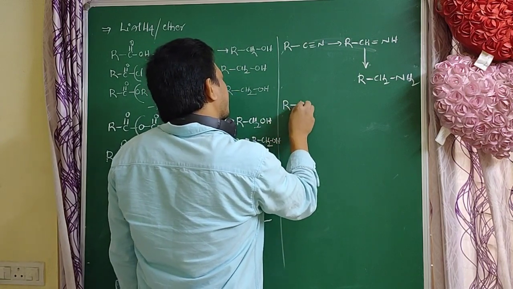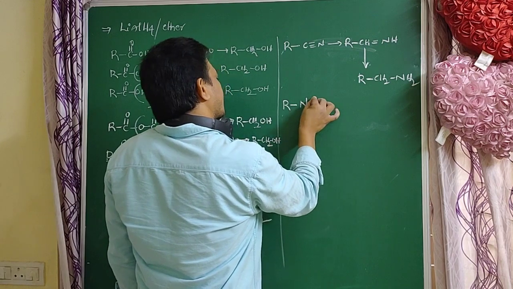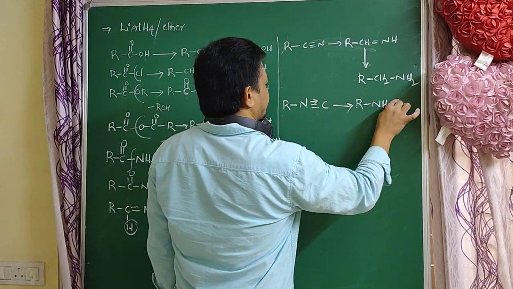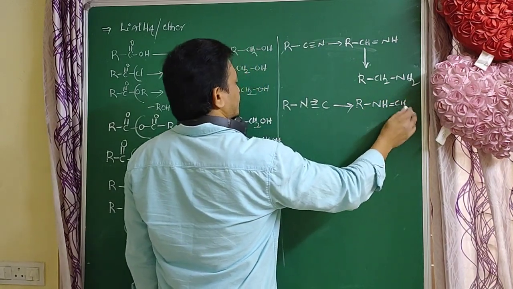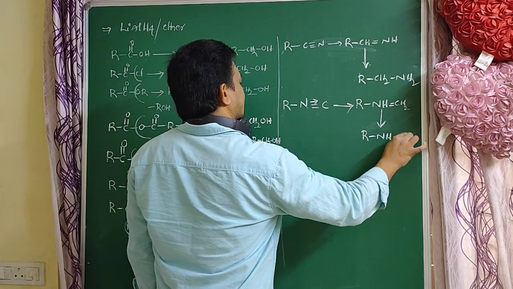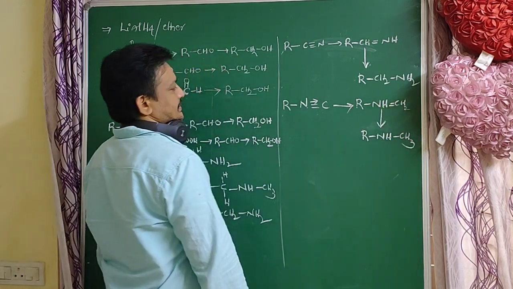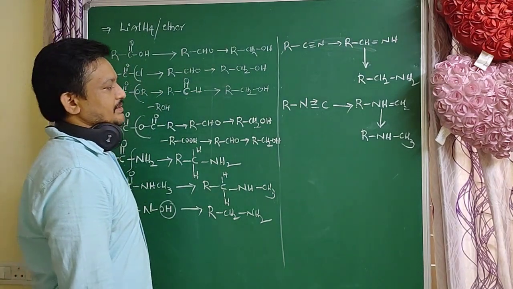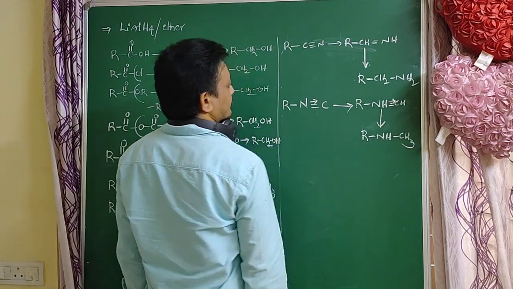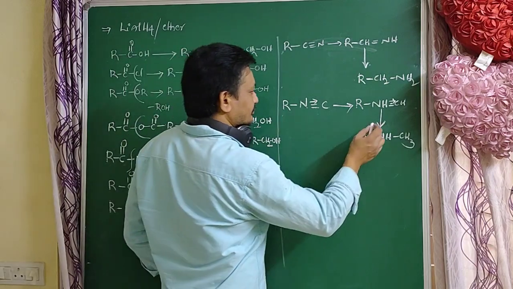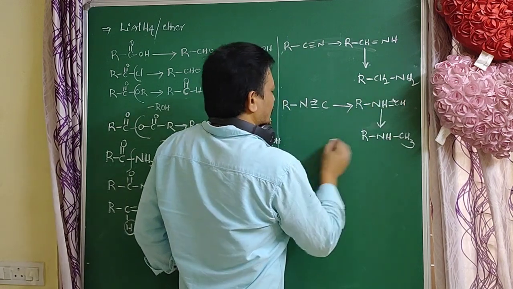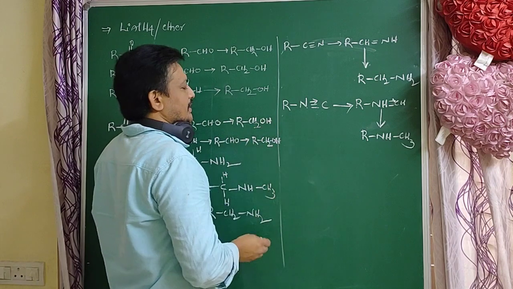So next, isocyanates. Isocyanates are converted, again adding hydrogens, to secondary amines. Isocyanates are converted to secondary amines.